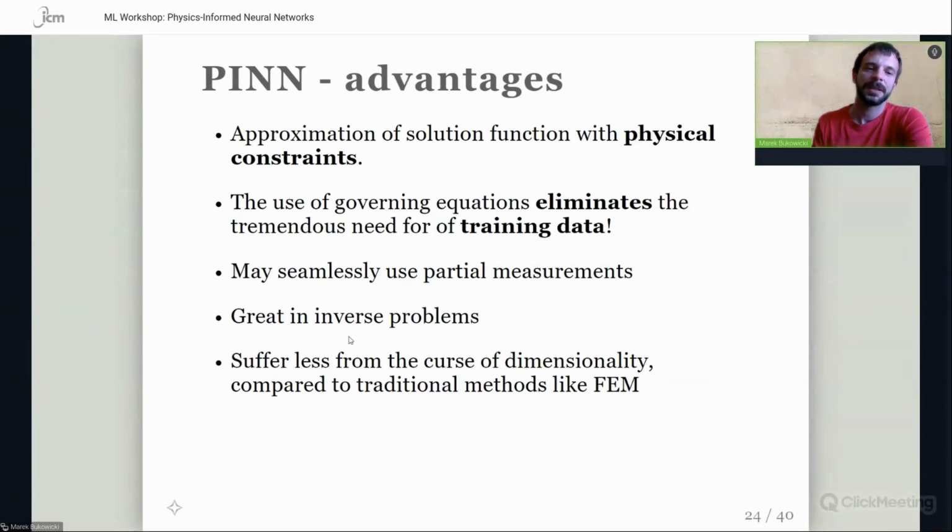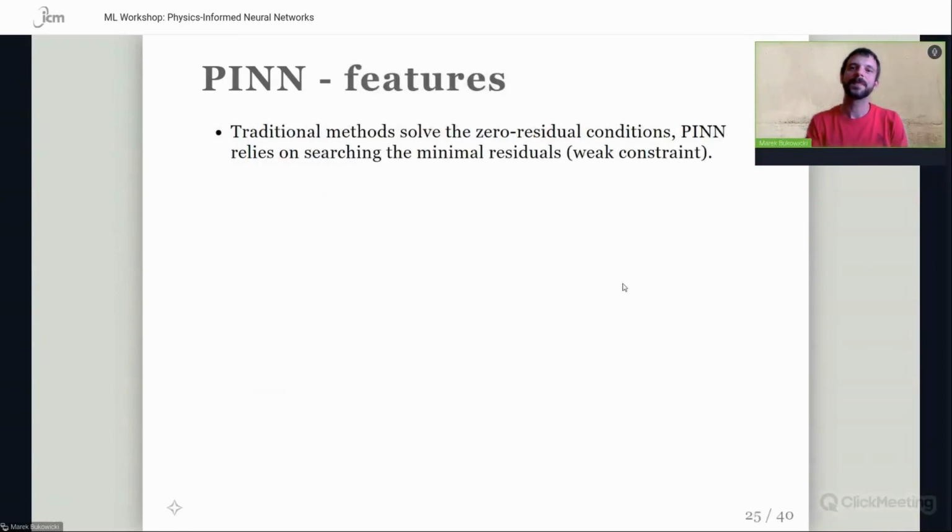And they do not suffer so much from the curse of dimensionality. So, for example, if our system has many dimensions, I don't have an example here, but in classic simulation methods the memory consumption and the size of the data grow tremendously. And with neural networks, we have this problem limited. Okay, features. Good.